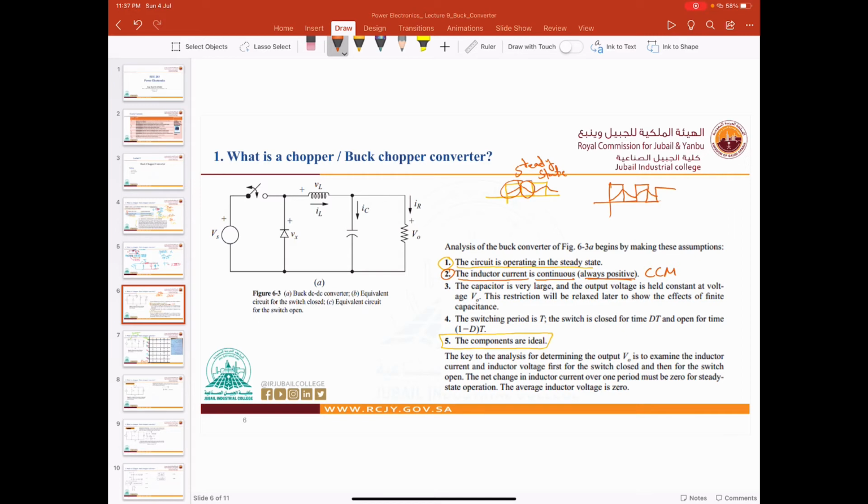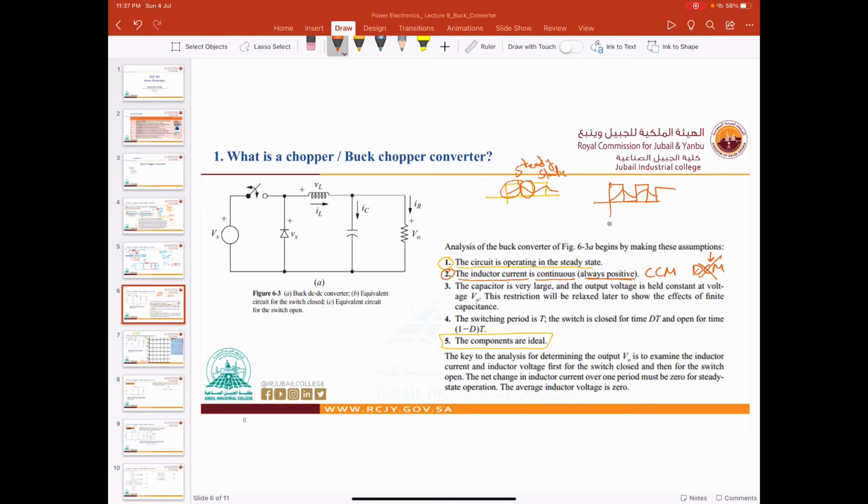If we say discontinuous, DCM, this means the current goes to zero and we don't need it. Okay, we need current because we are asking for steady state, right? So we cannot go to zero and then go back up. So this is not practical, and we will assume that it is in CCM.